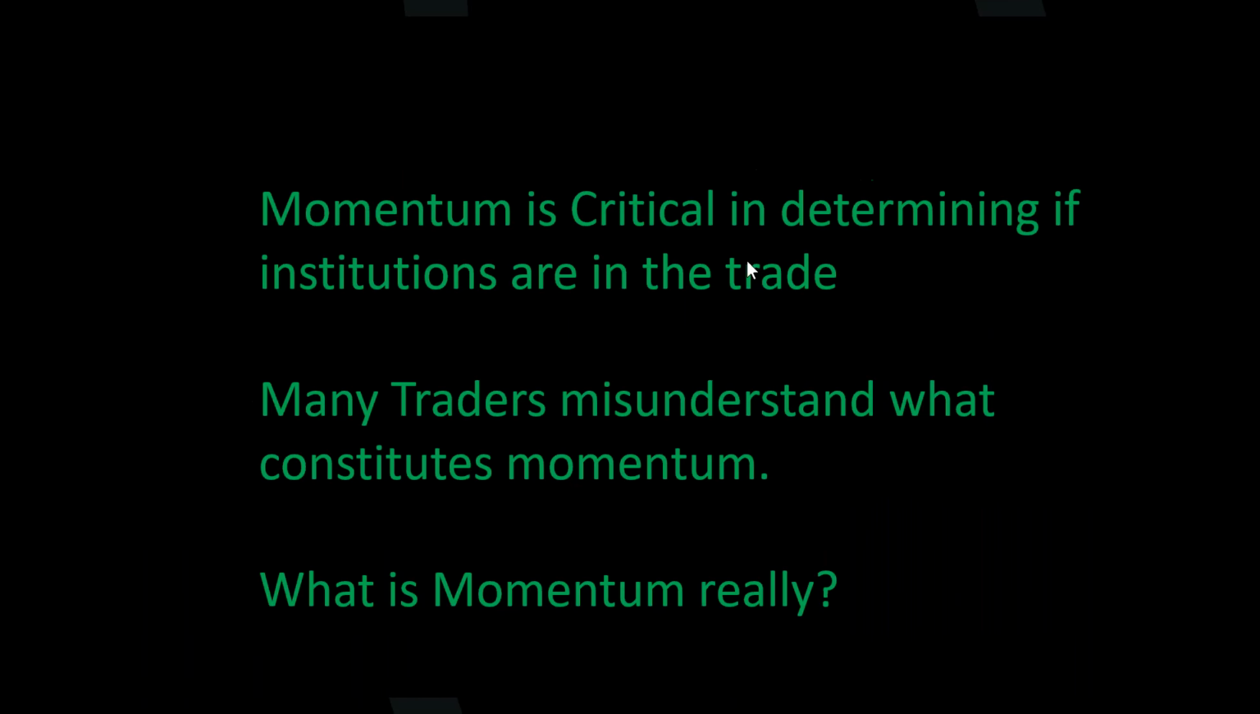Okay. Now, the thing that we're going to talk about here more than anything is momentum, because momentum is critical to determining if the institutions are in the trade. And a lot of traders misunderstand what actually constitutes momentum. So what is it really? Well, it's not stocks just moving up in green candles or moving down with red candles. Most traders think that if they get 3 or 4 green candles in a row, that stock has got momentum, but that's not how it's actually measured.